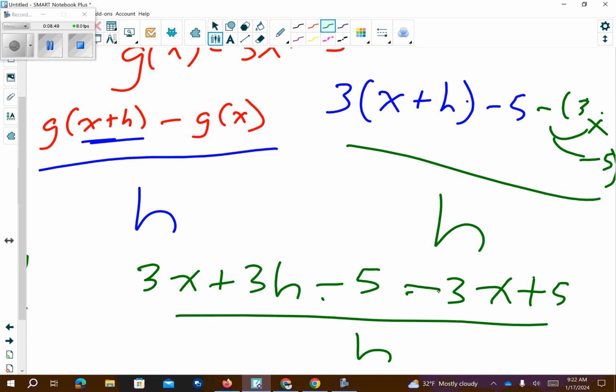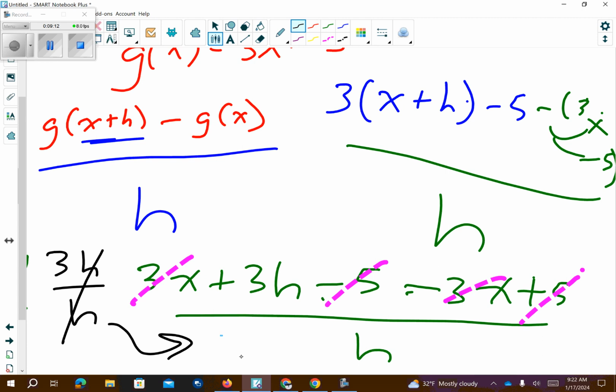All right. So things to note. I have a positive 3x. I have a negative 3x. They cancel. Agree? I have a negative 5. I have a positive 5. They cancel. So I wind up with 3h over h. What do the h's do? Cancel. So this whole answer comes out to 3. So those of you who took pre-calc and heard the term derivative, what's the derivative of 3x minus 5? 3. But this is the long way of doing it. Okay.